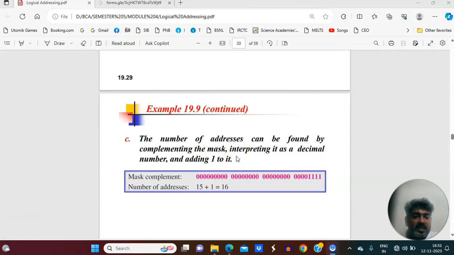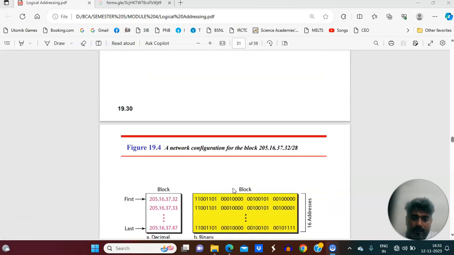The number of addresses can be found by complementing the mask, then adding 1 to it. For example, in our given example, the mask was /28. The complement is all the 28 ones flipped to zeros followed by 4 ones, which is equal to 15 in decimal, and adding 1 to it, that is equal to 16.